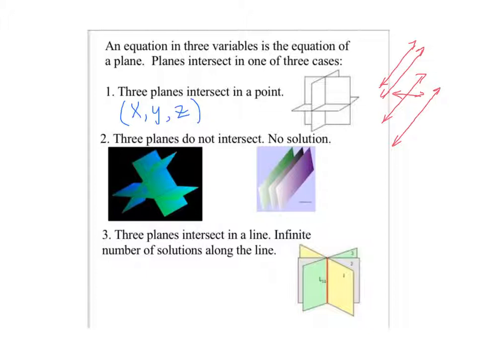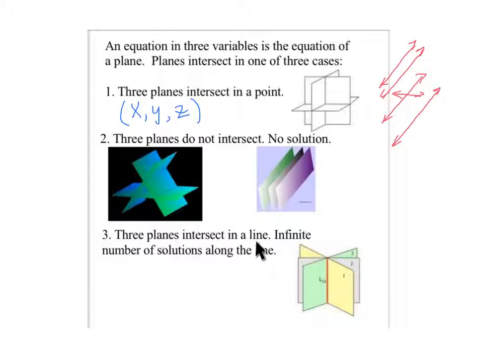The next one is that they don't all three intersect. Every two intersect. Like see here, you see two planes that intersect in a line. Here's the two planes, but they don't all three intersect. So this would be no solution. Another possibility is that all three planes are parallel. Once again, still no solution.